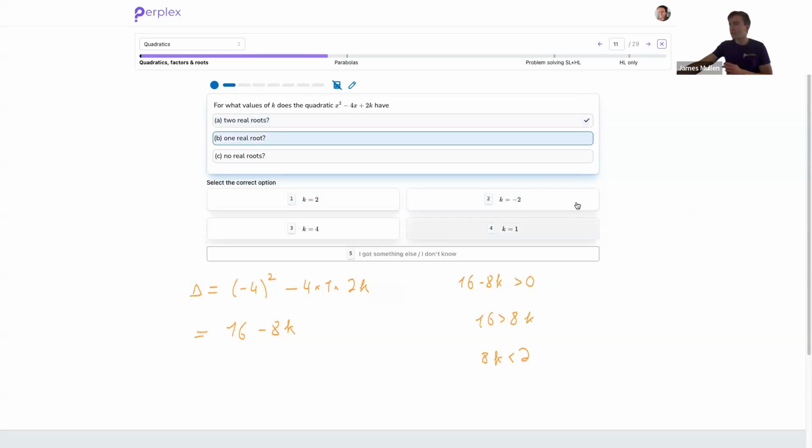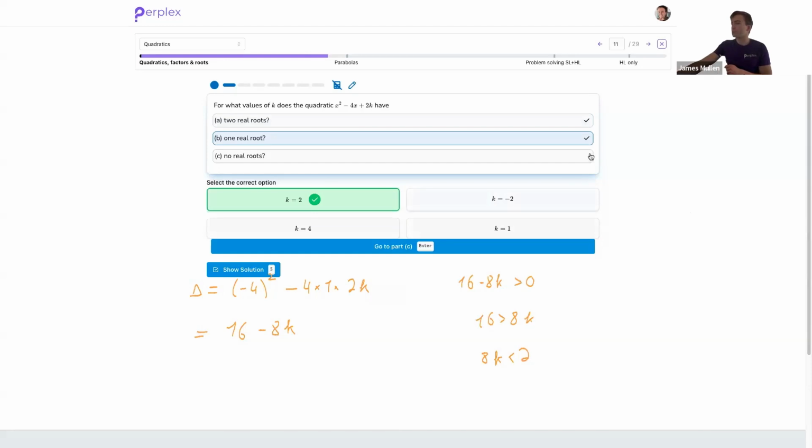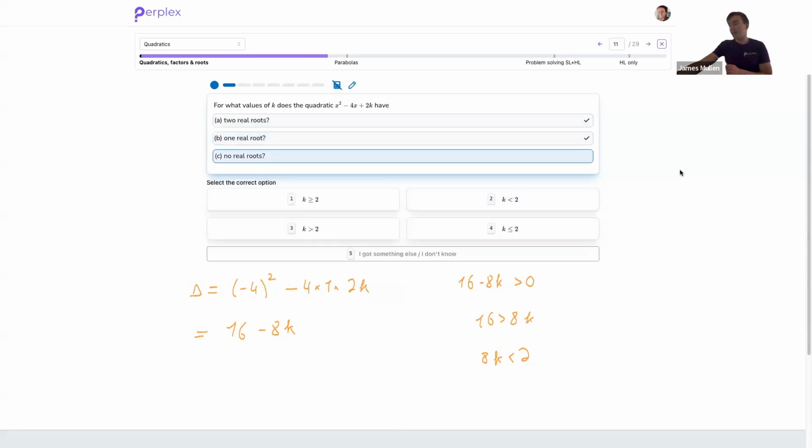All right, part B. When is this going to have one real root? That's going to be when 16 minus 8k is equal to 0. That's when k is equal to 2. And it's going to have no real roots when 16 minus 8k is less than 0, which means that 8k is greater than 16, so k is greater than 2.